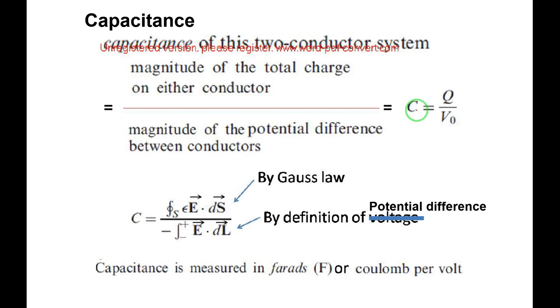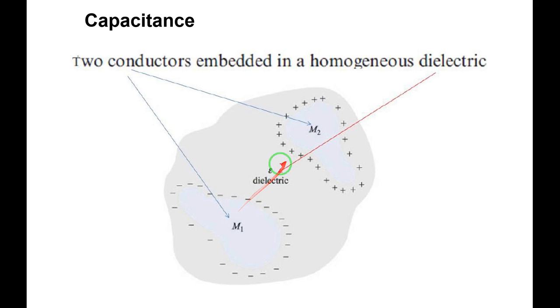The capacitance C is the ratio of the magnitude of the total charge on either conductor divided by the magnitude of the potential difference between the conductors. If these two conductors are separated by some distance, and I want to move a charge, the field is in this direction, from positive charge to negative charge. If I want to move the positive charge from metal conductor M1 towards M2, then it is opposing the field, so some work has to be done.